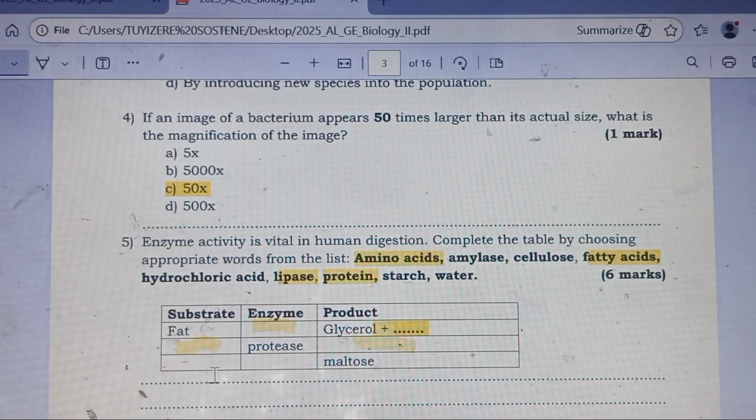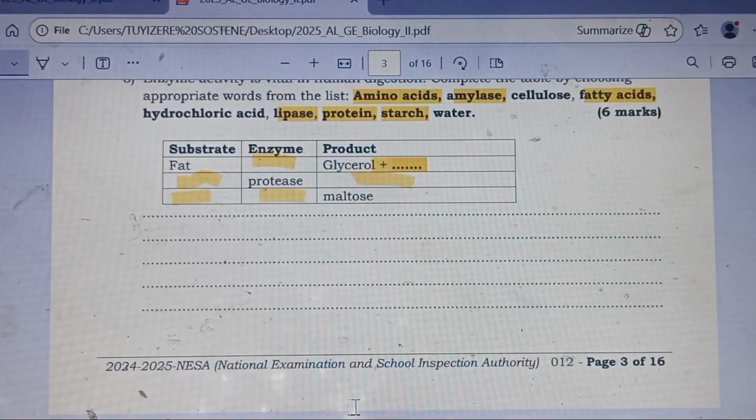For the next, the substrate, according to the product maltose, is starch. And then the enzyme for starch is amylase, which is found in our mouth. So here it is amylase. Let us continue with question number 6.